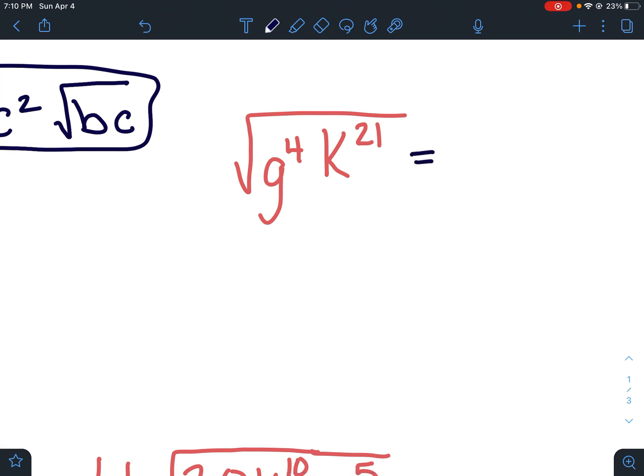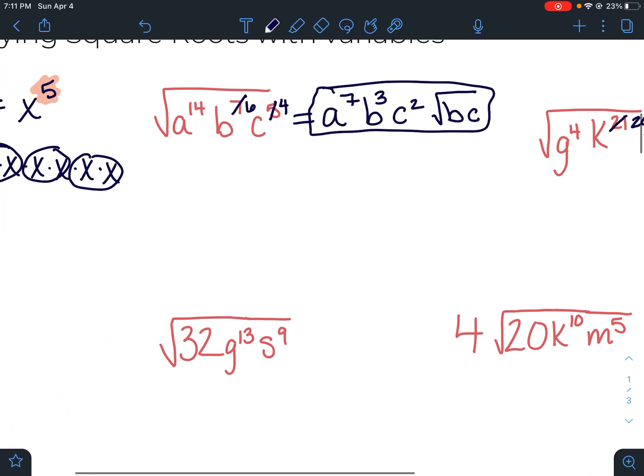Here's another example. G to the 4th, 4 divided by 2 is 2. Here I've got k to the 21. Again, 21 is not divisible by 2, so I'm going to reduce it, put 1 inside. K to the 20th becomes k to the 10th, dividing that number by 2. Let's try it again.